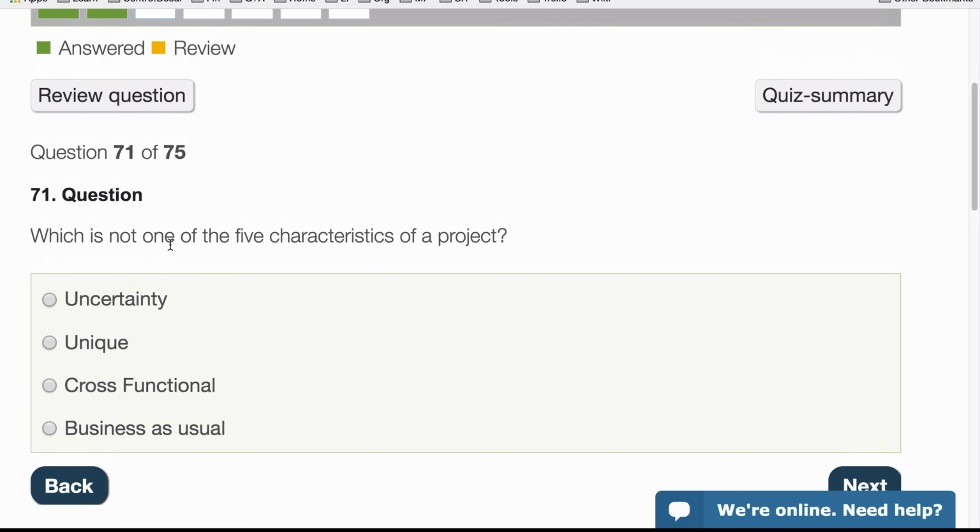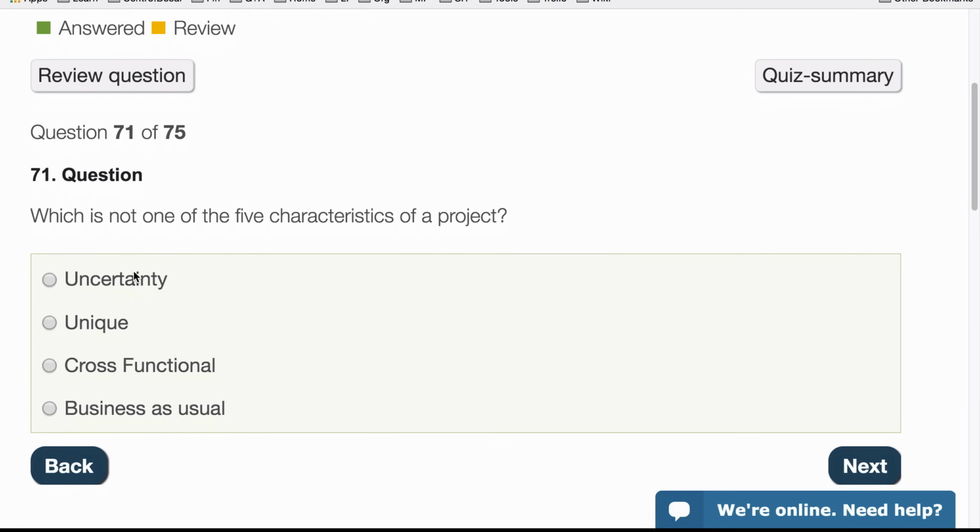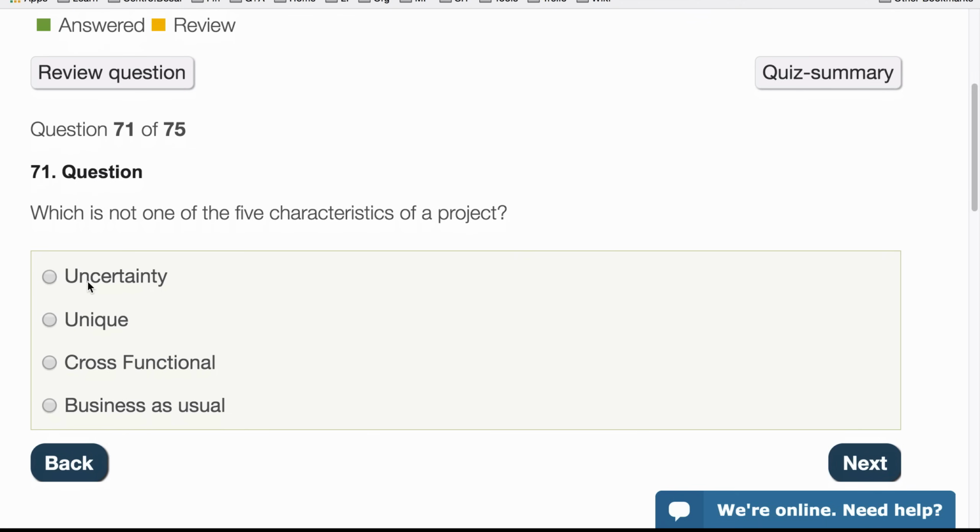Which is not one of the 5 characteristics of a project? This is something you just have to know. So it's uncertainty, correct, because projects are uncertain. It's unique. You're always trying to do something new. Cross-functional. You'll have people working from different departments who normally wouldn't work together. So that is also a characteristic. And business as usual. So it's definitely not that. Okay, that's day-to-day operations.